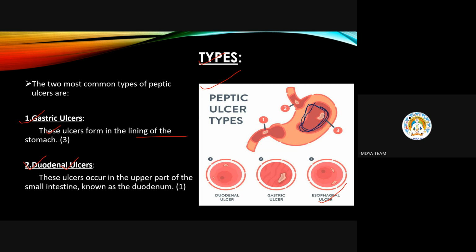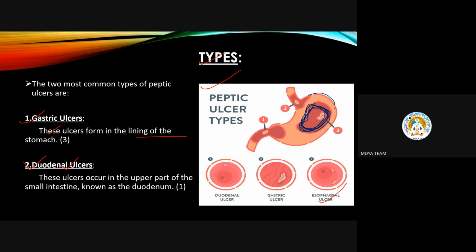Can you repeat? Sorry, ma'am. This one which I'm using the pen on is inside the stomach. This is our stomach, this is the structure of the stomach. This is inside the stomach, so it will be called a gastric ulcer. Yes. Okay, just don't go with the diagram. Just focus on what I am asking. Now, the upper part of the stomach.